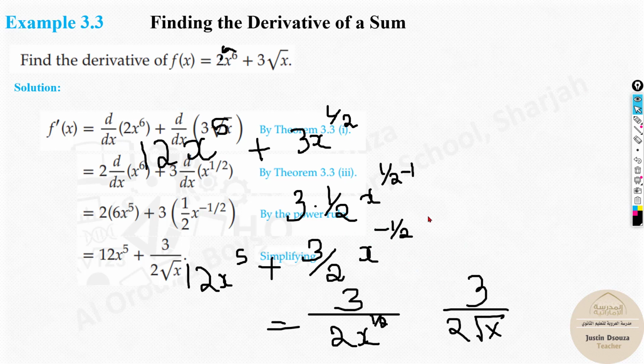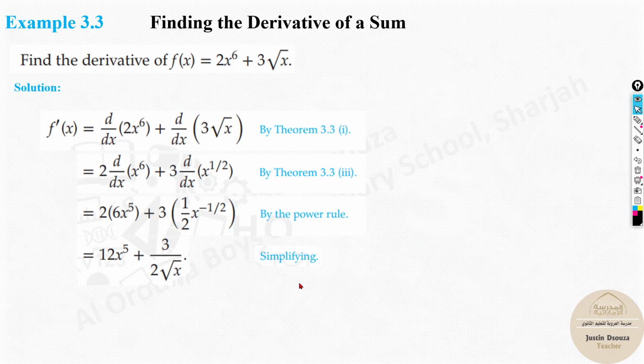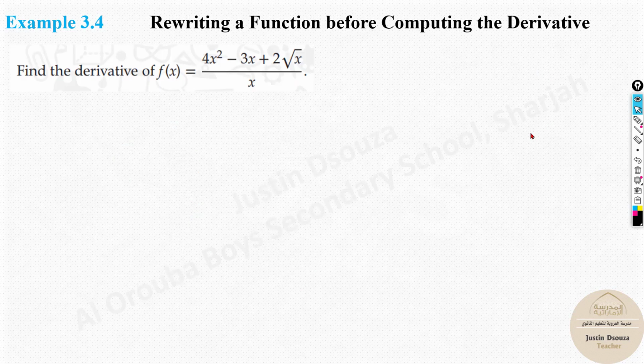Sometimes the option will not be as such. You can see over here, x to the power negative half can go down as positive half and then become square root x. This is it. Now please do try this. Pause the video and try this, and then I will continue.